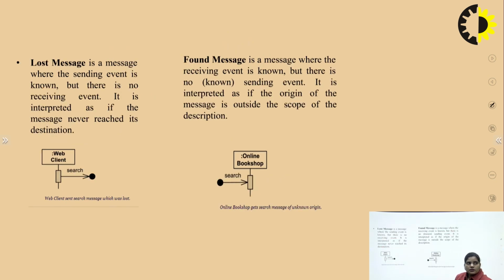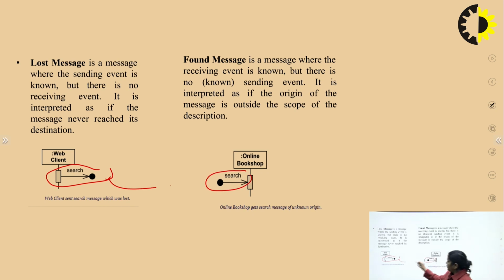Now what are lost and found messages in the sequence diagram? Lost messages are those messages where the sending event is known, but there is no receiving event. It is interpreted as if the message never reaches its destination. So the web client sent a self message which was lost. A found message is a message where the receiving event is known, but there is no sending event.